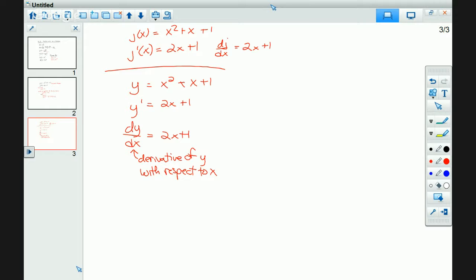It's called Leibniz notation. You guys don't need to worry about that, but Leibniz was pretty smart, and he thought that we needed a different notation. And it proves useful. Okay.